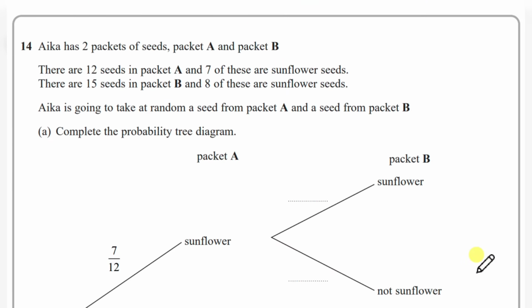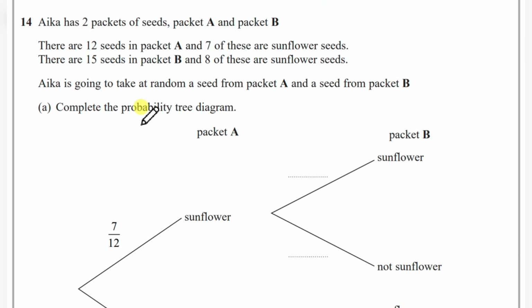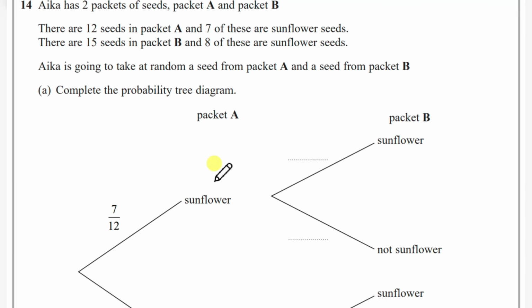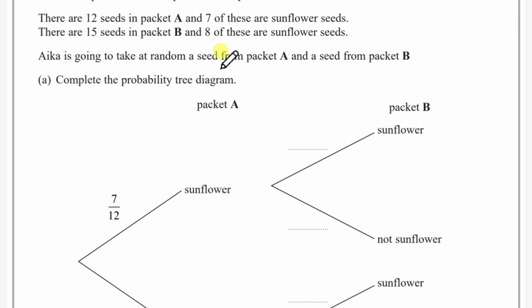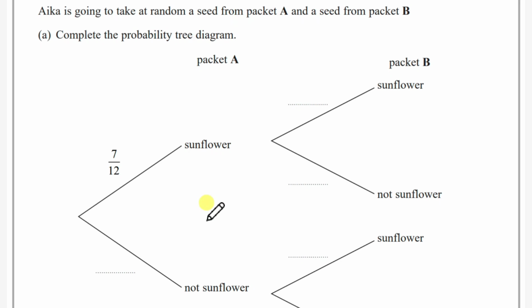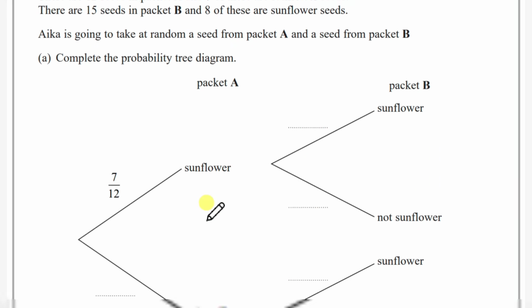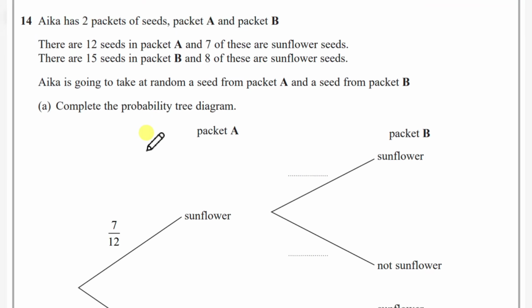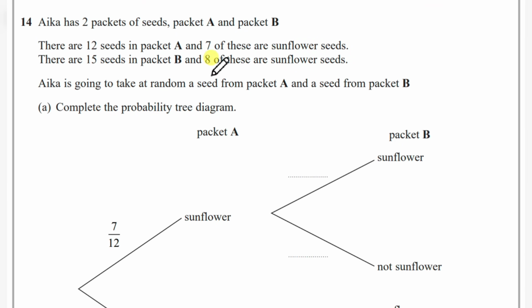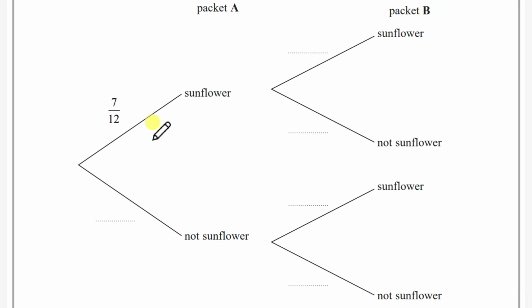Now, 14. So we have ICA. ICA has 2 packets of seeds, packet A and B. Now, there are 12 seeds in packet A and 7 of these are sunflower seeds. Okay? And 15 seeds in packet B and 8 are sunflower seeds too. Okay, cool. Let's see what this means. Now, ICA is going to take a random seed from packet A and a seed from packet B. So we're going to assume probably when she takes it, I don't think she's going to put it back in. She didn't say she'd put it back in, did she? So let's fill out. So we know altogether there are 7 out of 12 sunflower seeds for A and 8 out of 15 for B.